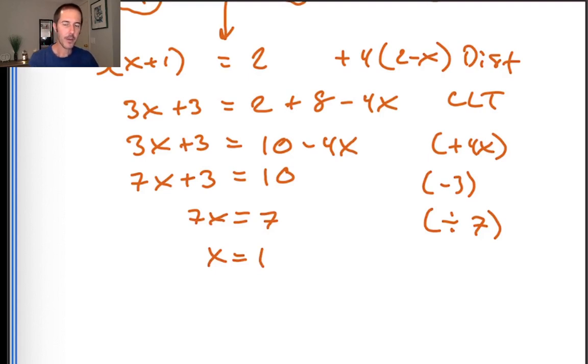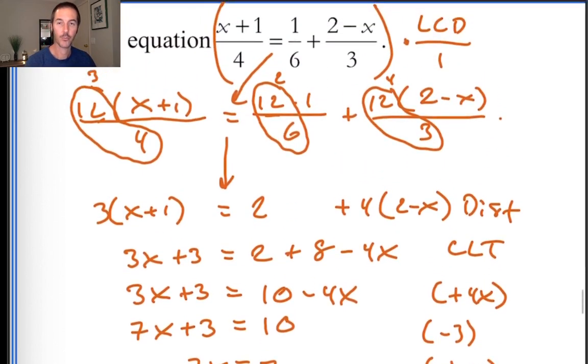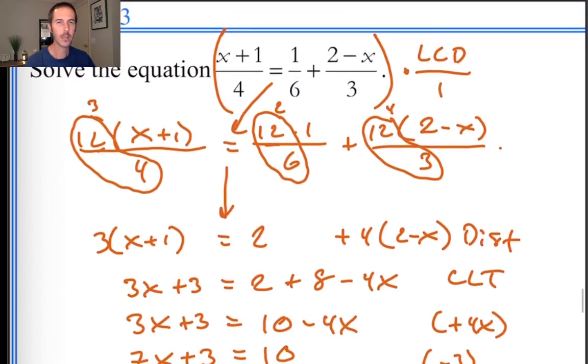I'm saying maybe it's my final answer because I remember that my original equation had fractions in it. And when your original equation has fractions, when it's a rational equation, it's worth glancing up just for one moment. The thing I'm looking for in my original equation is: does my variable appear in the denominator at all? In this case, it doesn't. So I don't really have anything to worry about.